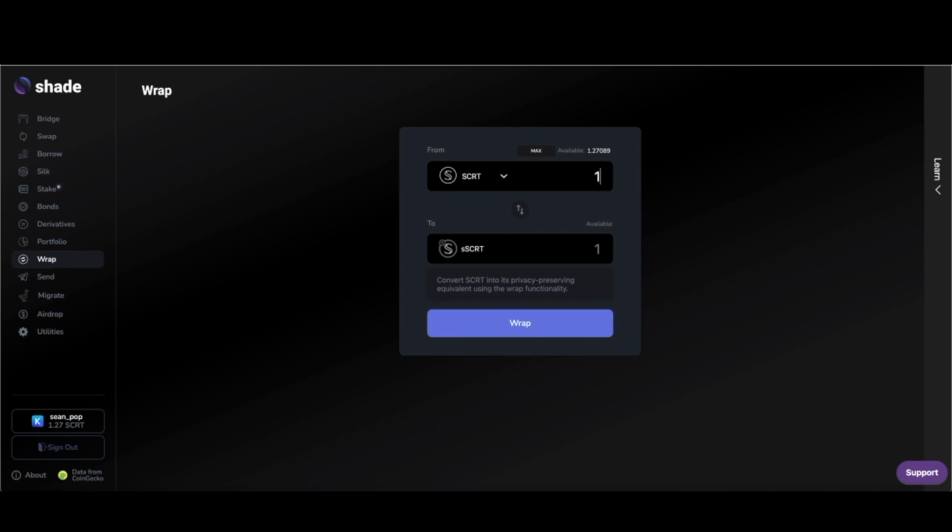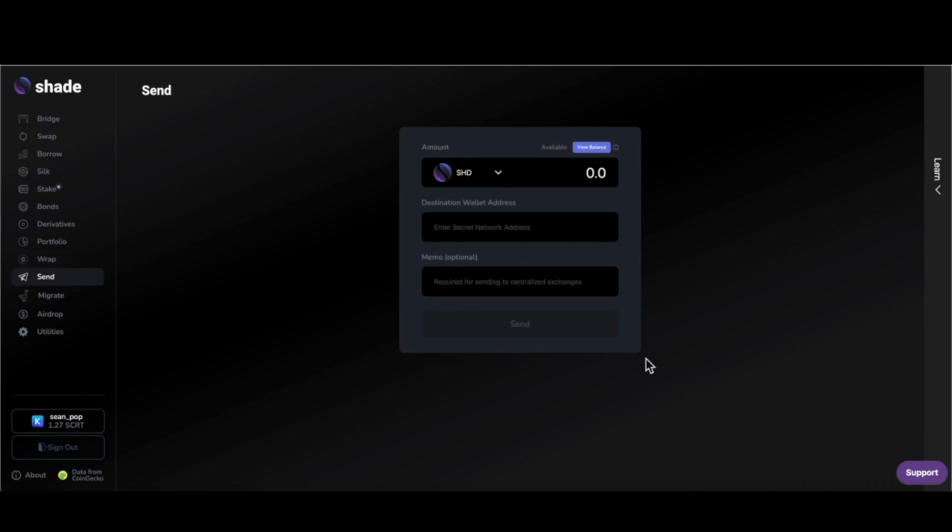The next page is Wrap, where you can take any of these listed assets and turn it into a private version of itself. For example, Secret is the gas token for Secret Network. It's public by default, and you need at least a little bit of Secret in your wallet to execute transactions on Shadeswap. You could, of course, also unwrap assets here. And it's worth noting that all the pools and all the swaps really on Shadeswap, these are the private versions of these tokens. Since the DEX is privacy focused, that's the norm. But if you do need to wrap or unwrap privacy, this is where you could do that.